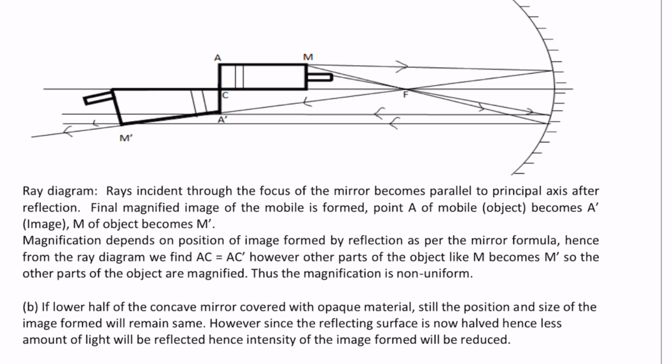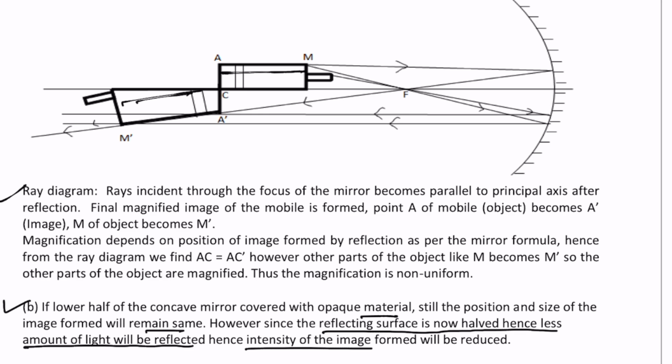Okay. So this is my mobile phone. This is how it is kept. So this will be the final image. You see the diagram, so the ray diagram is explained here. If the lower half of the mirror is covered with an opaque material, still the position and size of the image formed will remain the same. However, since the reflecting surface is now halved, less light will be reflected, hence the intensity of the image formed will be reduced.